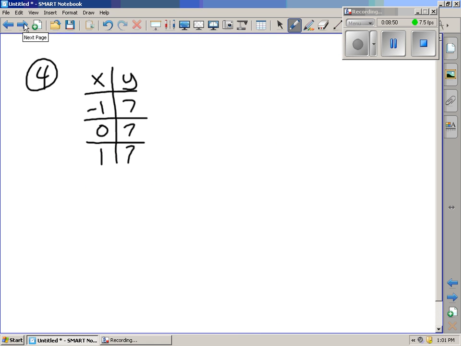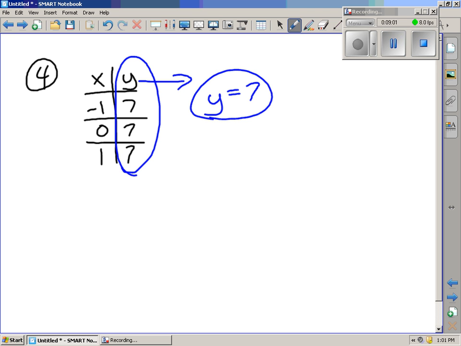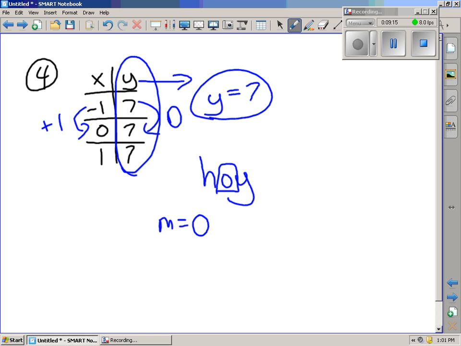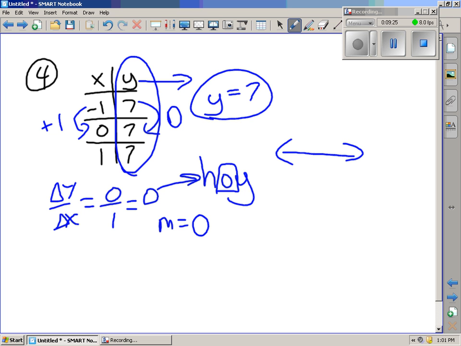All right, table 4, you should notice that this is a special equation. All of the y values are 7. So simply all you do is write y equals 7, and you're finished. The memory device for this is Hoy, and the 0 in the center stands for a slope of 0, and you'll see that the change in y is 0, the change in x is plus 1, change in y over change in x would be 0 over 1, which is a slope of 0, which goes nicely with Hoy. So it's going to be this horizontal line at 7.